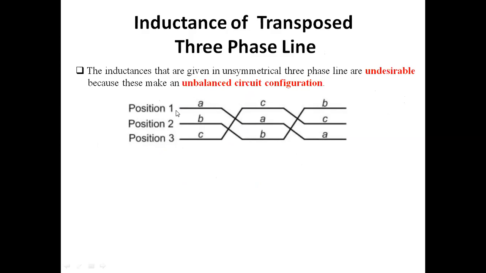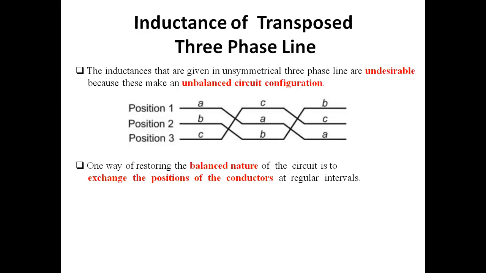1, 2 and 3. These are the three positions of the phase conductors. Each phase A, B and C interchanges its relative position at regular intervals. One way of restoring this balanced nature is to exchange the position of the conductors at regular intervals. The total transmission line is subdivided into three equal parts or three subsegments.